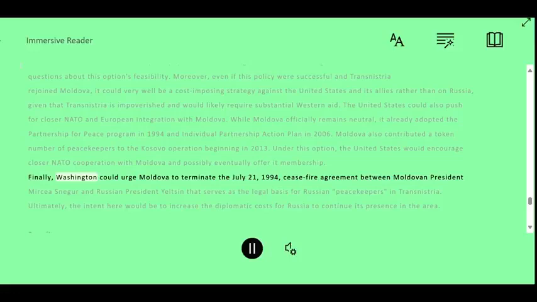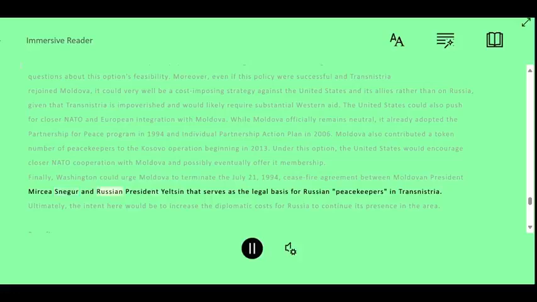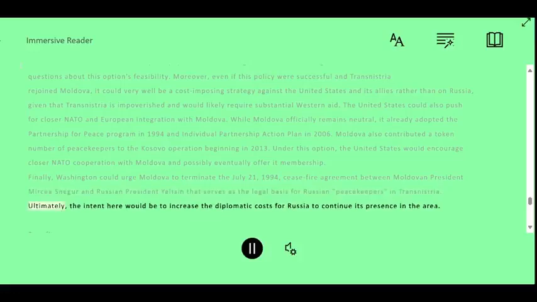Finally, Washington could urge Moldova to terminate the July 21, 1994, ceasefire agreement between Moldovan President Milošević and Russian President Yeltsin that serves as the legal basis for Russian peacekeepers in Transnistria. Ultimately, the intent here would be to increase the diplomatic costs for Russia to continue its presence in the area.